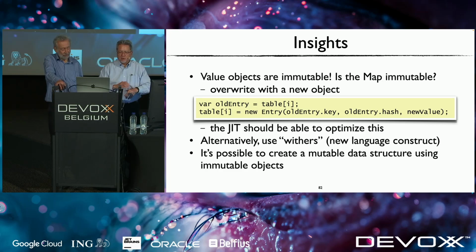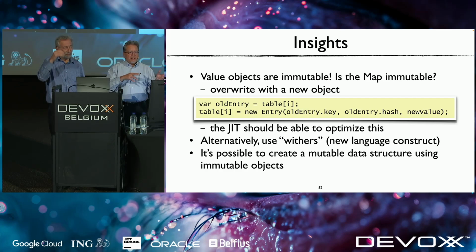So what do you do? You create a new entry. Entry is a value class, and you create a new entry, and you copy the key from the old entry and copy the hash code from the old entry, but then you provide a new value. So now you've created a new value, and then you store it into the same location in the table.